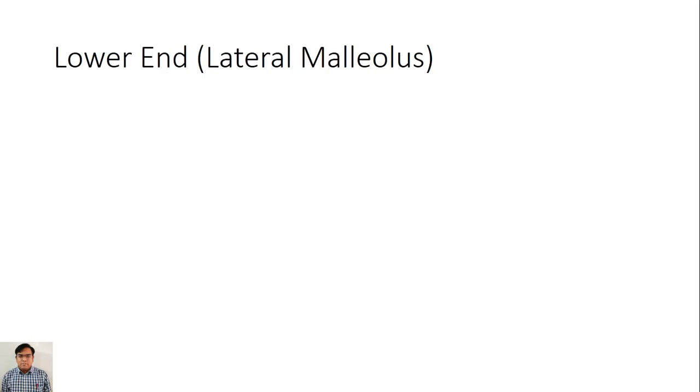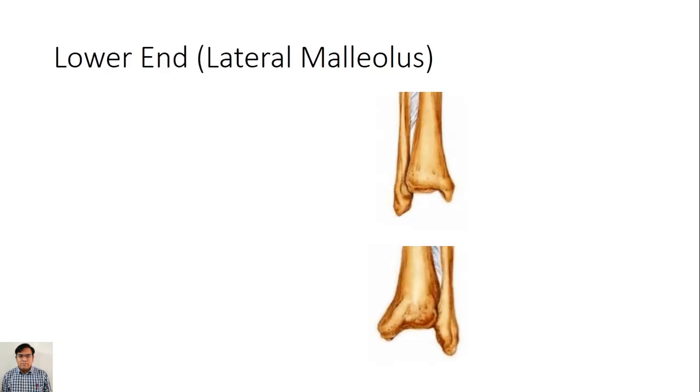Now the lower end, also called the lateral malleolus. So this is the anterior view and posterior view of the lower end. This blue oval area is the lateral end, or lateral malleolus.